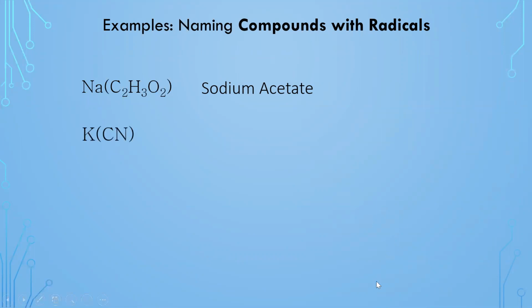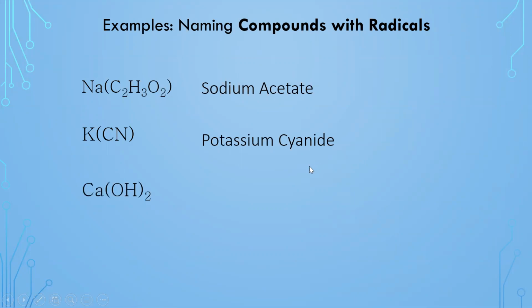Okay, capital K, capital C, capital N. 3 elements. Even if there weren't parentheses here, I know it has a radical. So K is an element, that's potassium. And then I look at my radical sheet for CN, that is cyanide. So this compound is potassium cyanide. Easy as that.